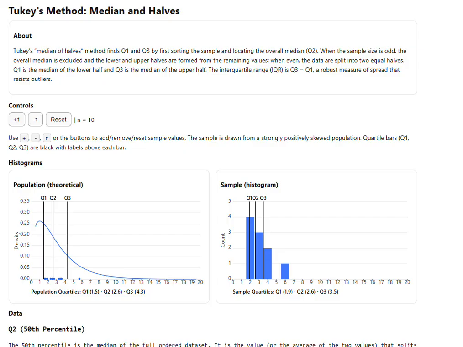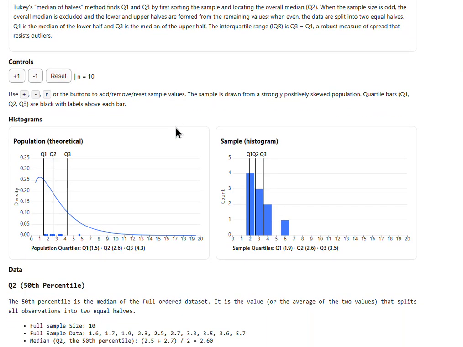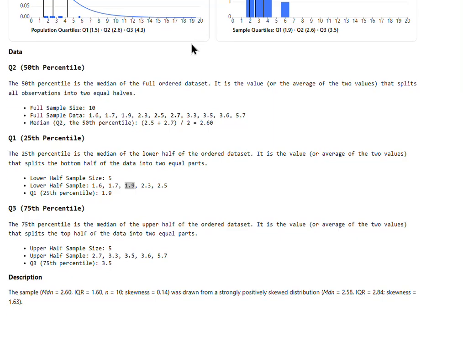The challenge, when you're trying to do this by hand, is to figure out what is your 75th percentile and what is your 25th percentile. So let's take a look at when the sample size is 10. And we'll go ahead and use what's known as Tukey's median of halves. So for a data set of size 10, we're going to divide it into fourths. Q1 is the 25th percentile, Q2 is our median, and Q3 is the 75th percentile.